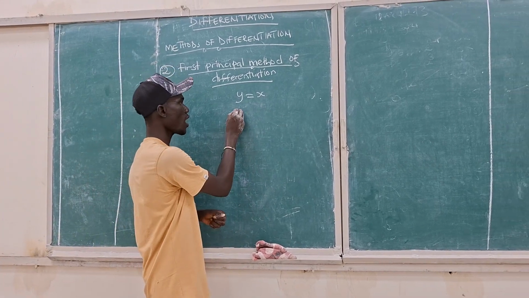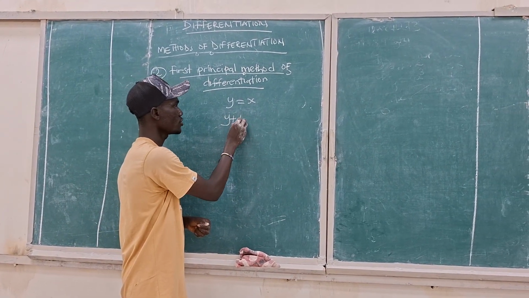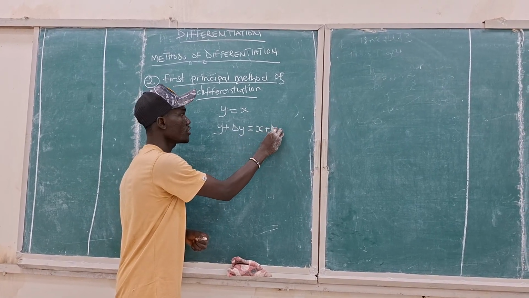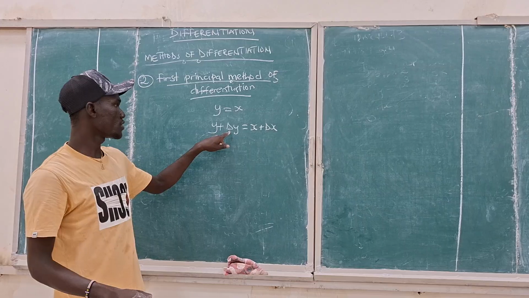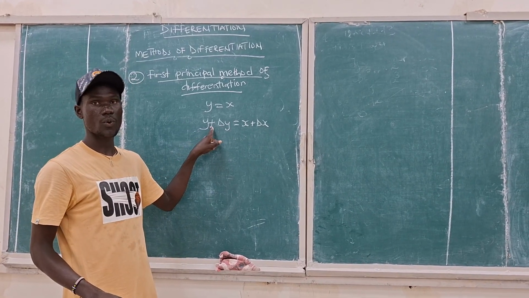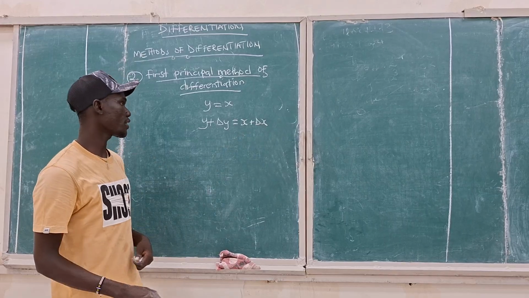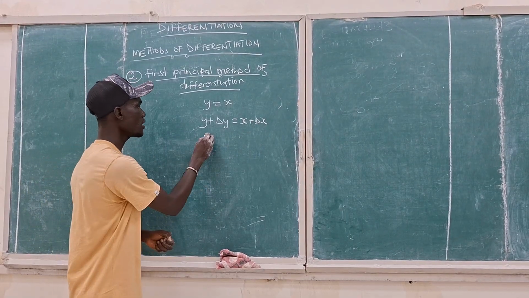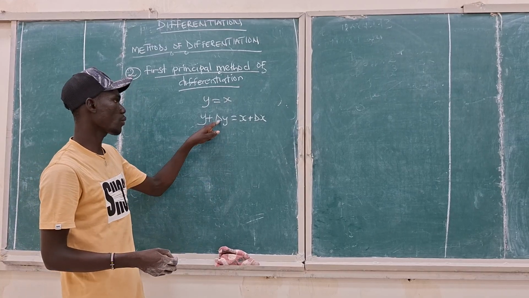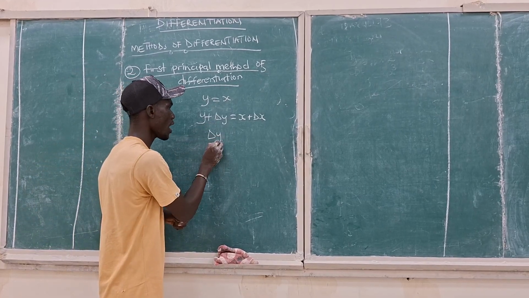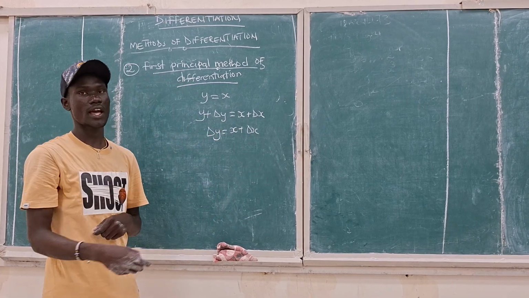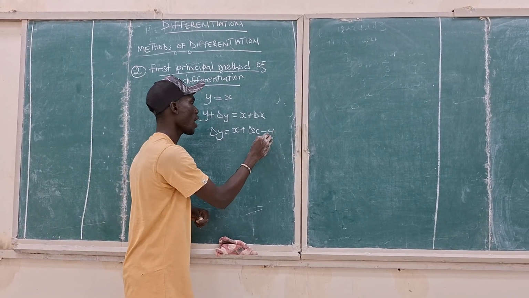Now we are going to say y plus changing y is equal to x plus changing x. This is how we solve differentiation problems. When there is y, you add dy. When there is x, you add dx. After that, you take y to the other side of the equation, and we'll be left with dy. We say dy will be equal to x plus changing x. When we take y to the other side, it will be minus y.